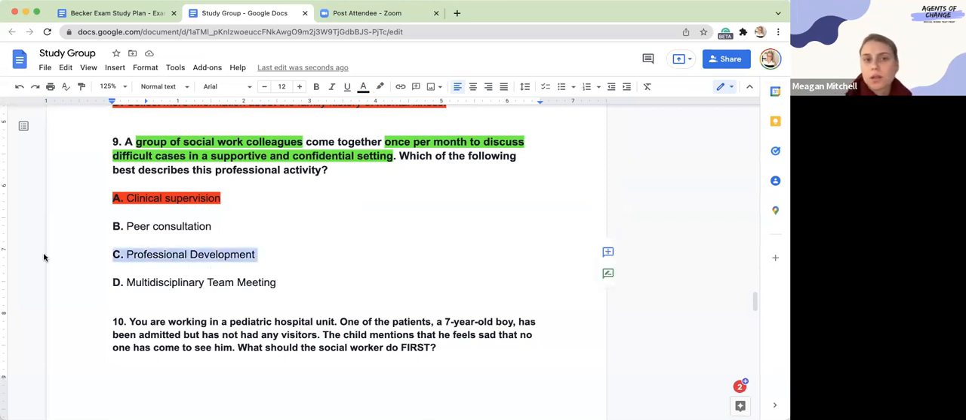Is this professional development? Could be, but is that the best answer choice? No, right? It's not that you are going there to learn expertise in a certain area. Not the best answer, so I'll just eliminate that.